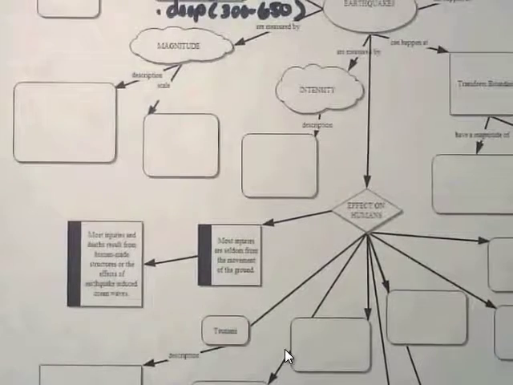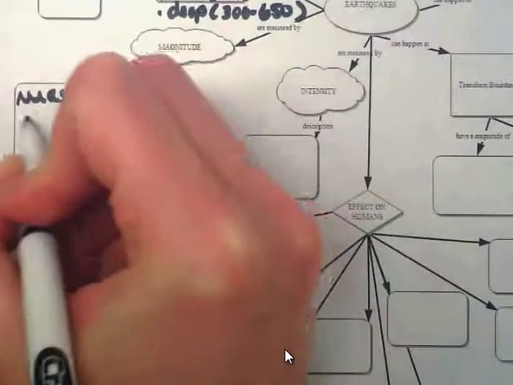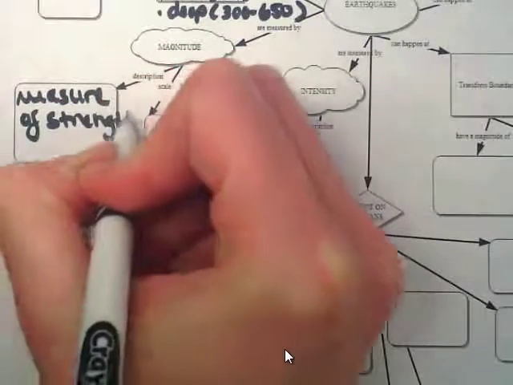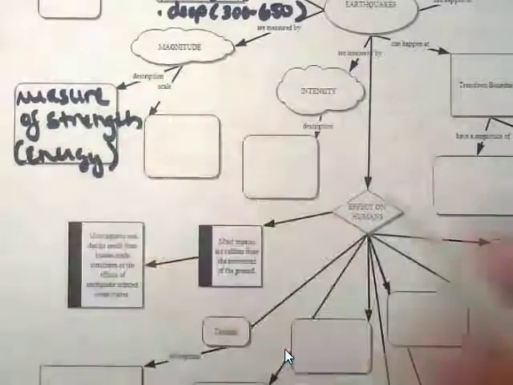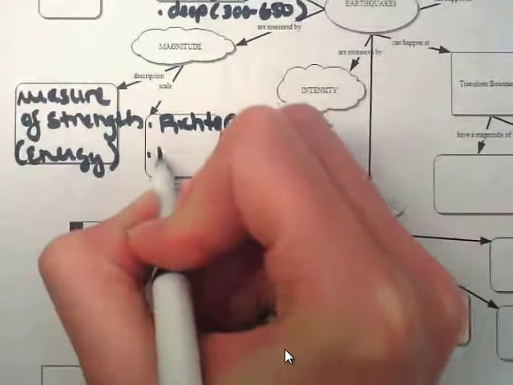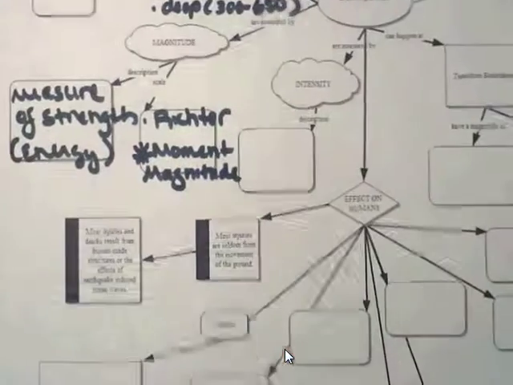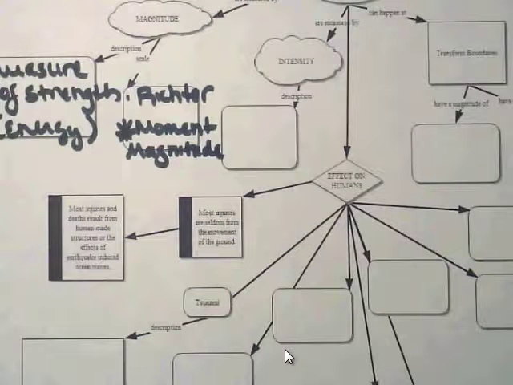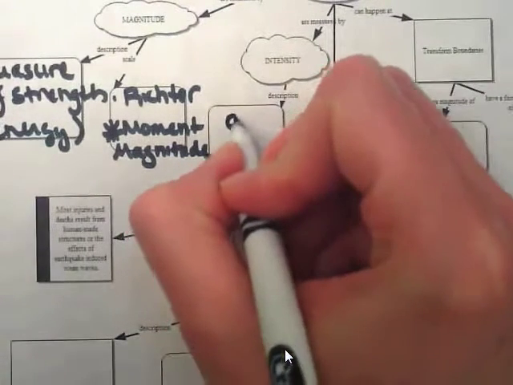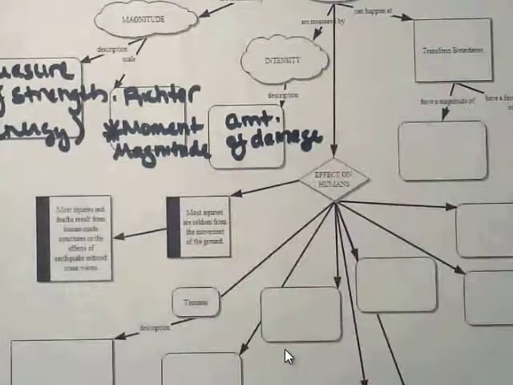The other way we measure earthquakes is by magnitude. And magnitude is the measure of strength or energy that an earthquake has. And there's two scales that have been used, the Richter scale and the moment magnitude. Now remember, scientists now tend to use the moment magnitude because it's more accurate for the deeper quakes. And then lastly, the measurement is intensity, and that is the amount of damage that is done from an earthquake. And that has to be measured after.